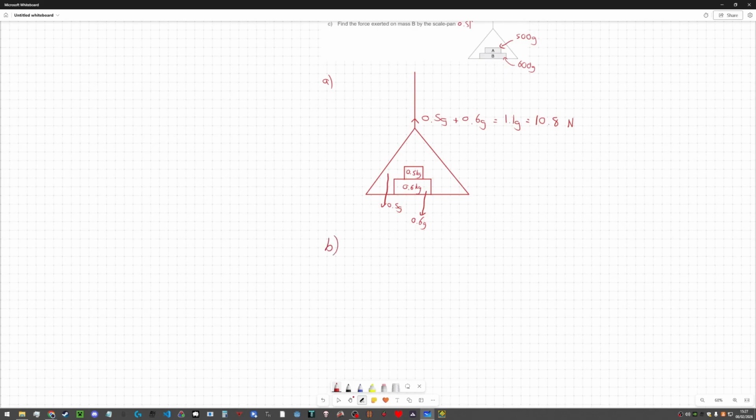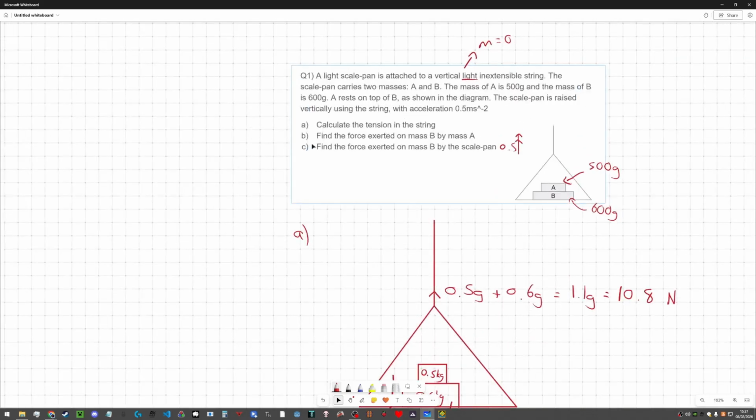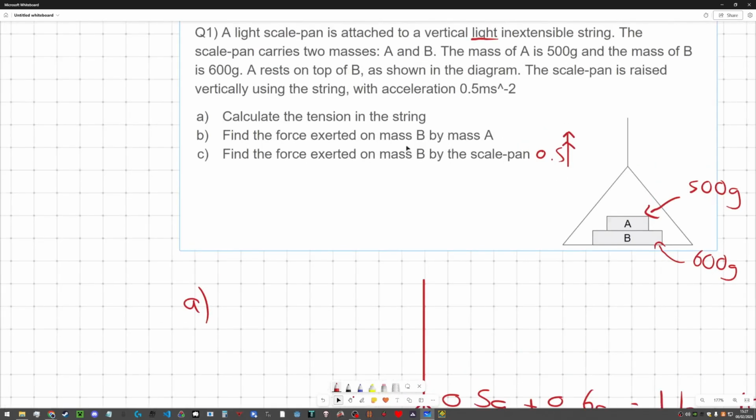Alright, part B asks us to find the force exerted on mass B by mass A. I don't know if I was clear on this last time, but this is a great example of Newton's third law, since we can swap mass B and mass A, since we know that the force on mass B by mass A must be equal to the force on mass A by mass B.